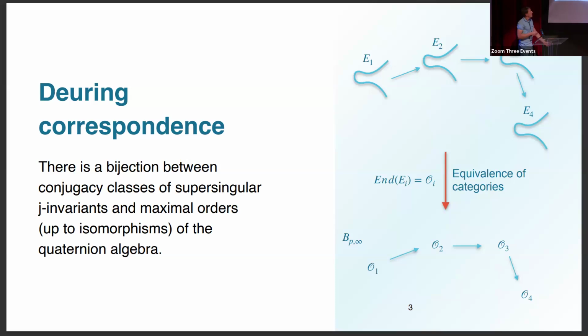There is a remarkable correspondence in isogenies, found by Max Deuring in 1941. It says that there is a bijection between supersingular elliptic curves and maximal orders in a quaternion algebra. So if you take the endomorphism ring of the elliptic curve, you end up with a maximal order.